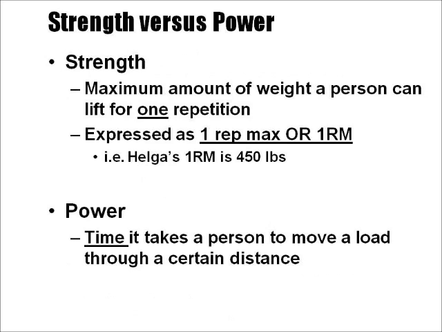Strength versus power. Strength is the maximum amount of weight a person can lift for one repetition. It is expressed as a 1 rep max or 1 RM. Example given is Helga's 1 rep max is 450 pounds, so she is strong. Power is the time it takes a person to move a load through a certain distance.